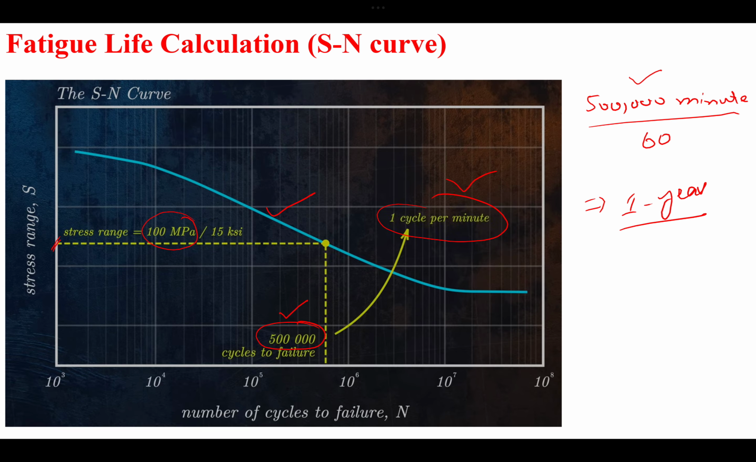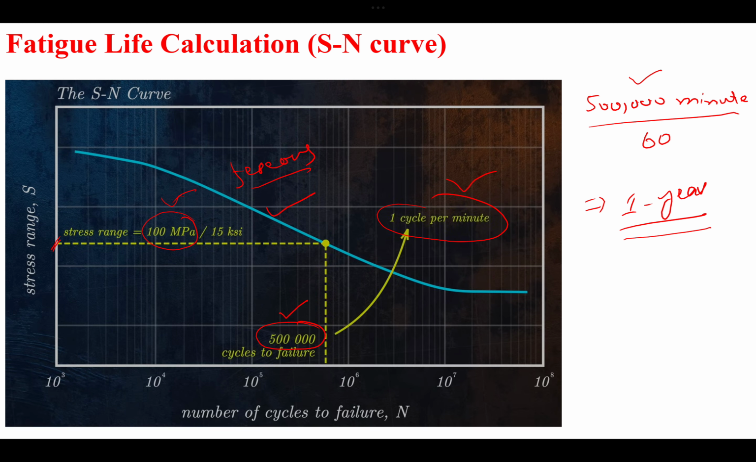Okay, so for this specific material, whose curve you have, let's say this is a ferrous material, this is the curve for that. If you apply 100 megapascal of cyclic loading, it will give you 500,000 cycles to fail. And if you are applying that 100 megapascal load at 1 cycle per minute, then the component will fail after 1 year. Obviously you are not going to buy something that you know for sure will fail after roughly 1 year. Okay, so you are not going to buy anything like that.